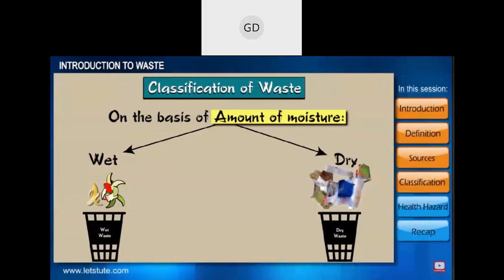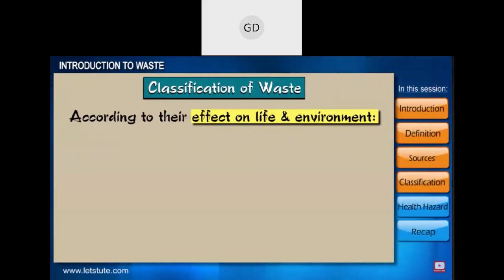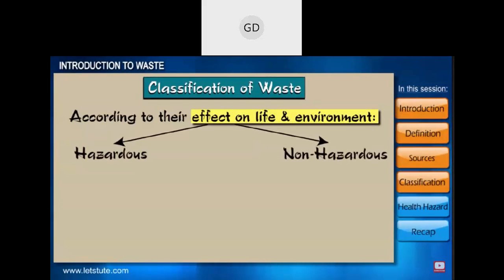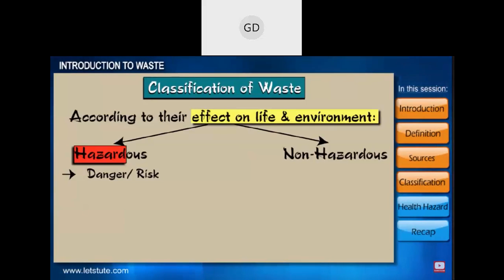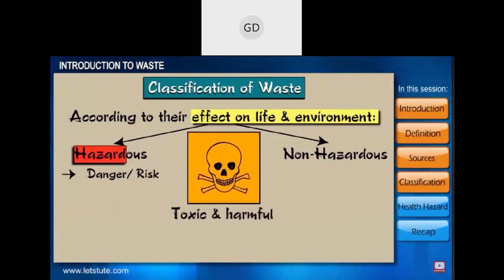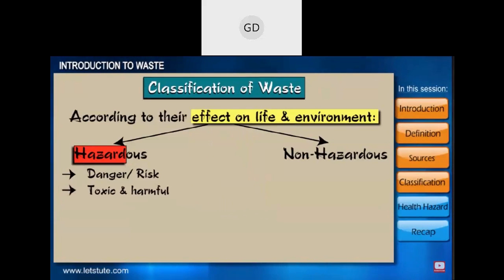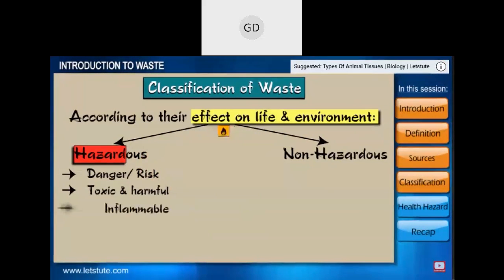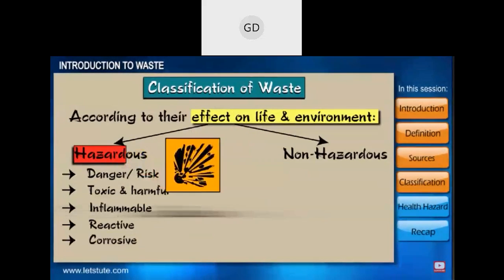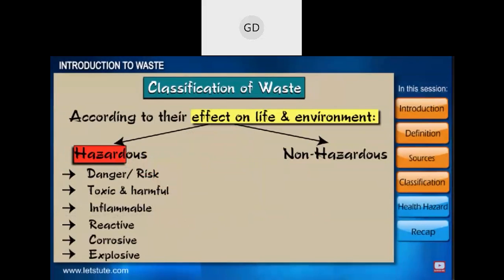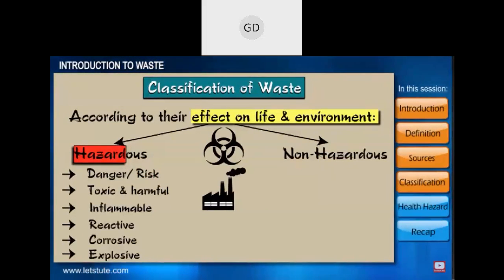Another way of classification of waste is according to their effect on human health and environment. Hazardous. From the name itself, we know hazard means some kind of danger or risk, right? Hazardous wastes are those wastes that could be toxic and harmful to humans, animals, and plants as well. These wastes may catch fire very easily. They are very reactive, corrosive, and even explosive. These wastes can be from hospital, industrial, or even domestic in origin.